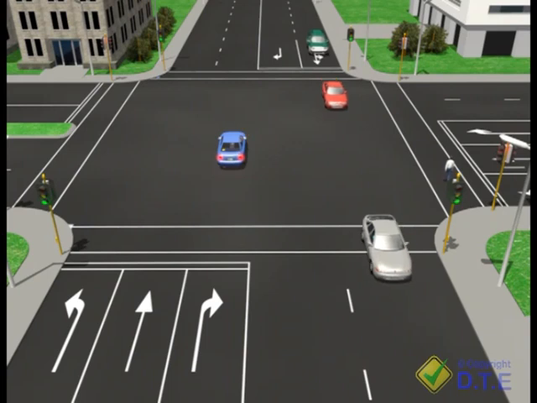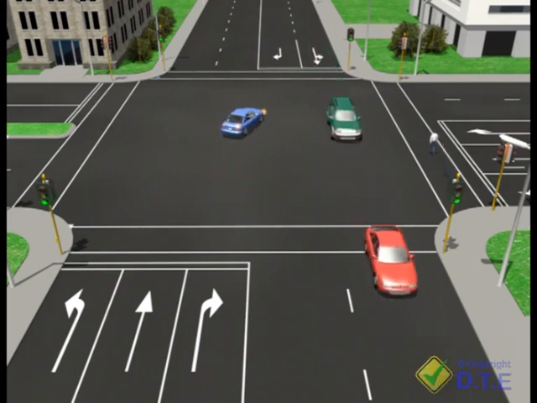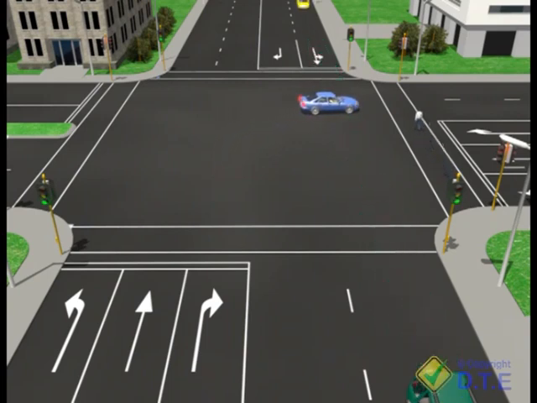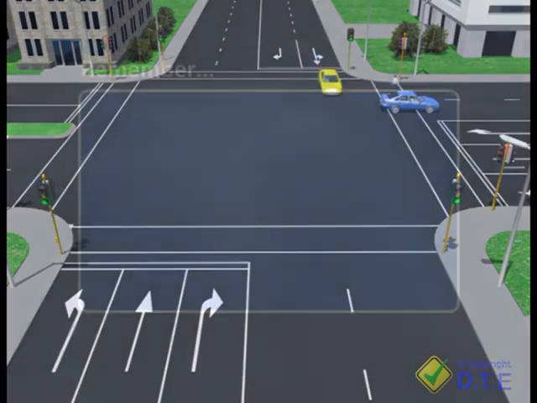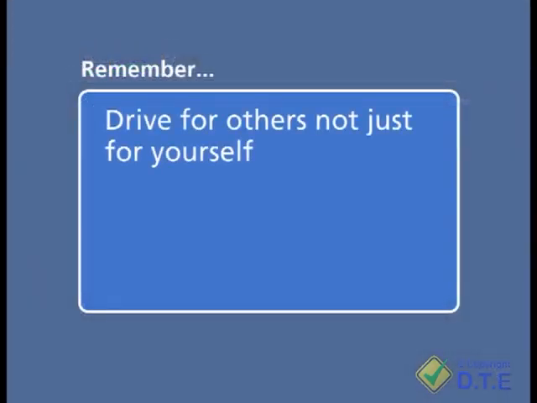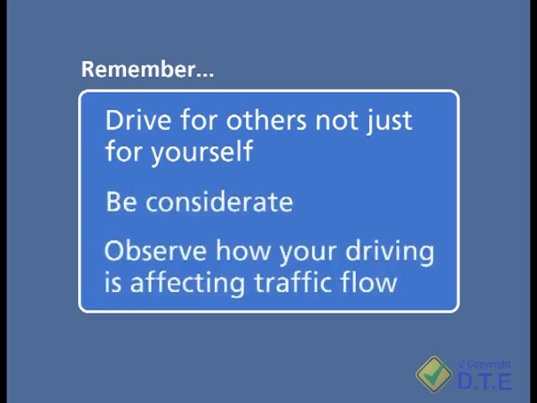The driver of the blue car waits for a suitable gap in traffic, but fails to notice the pedestrian before turning. Test terminated. Remember, drive for others and not just for yourself. Be considerate and always observe how your driving is affecting traffic flow.